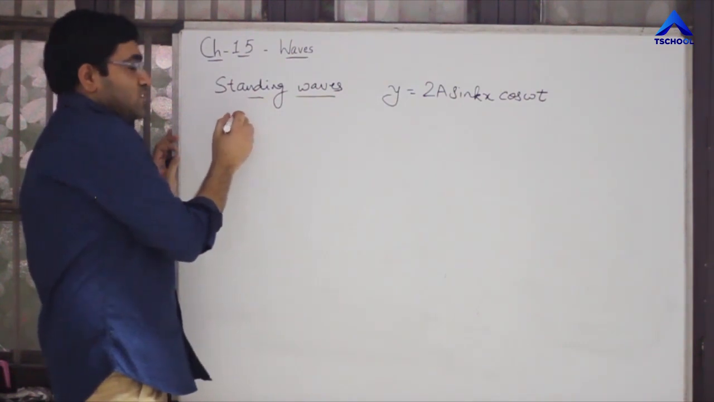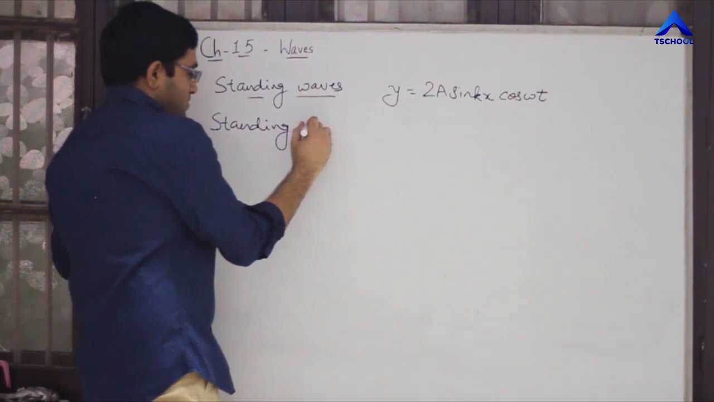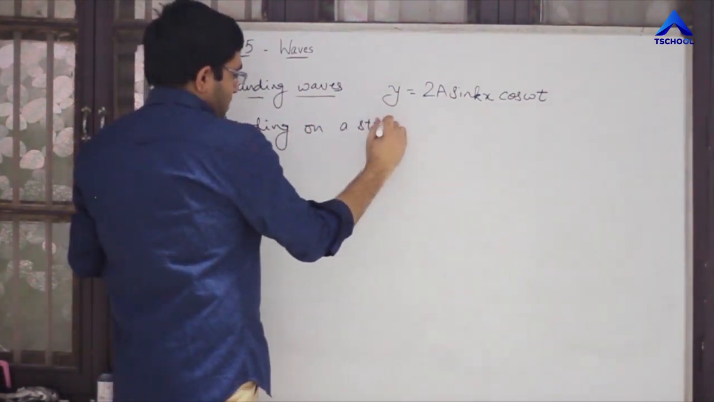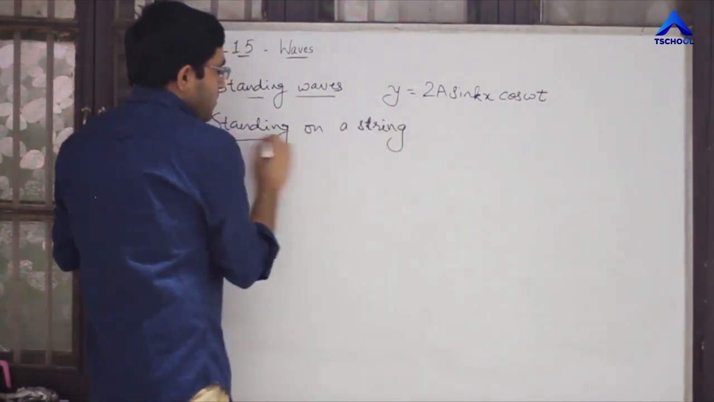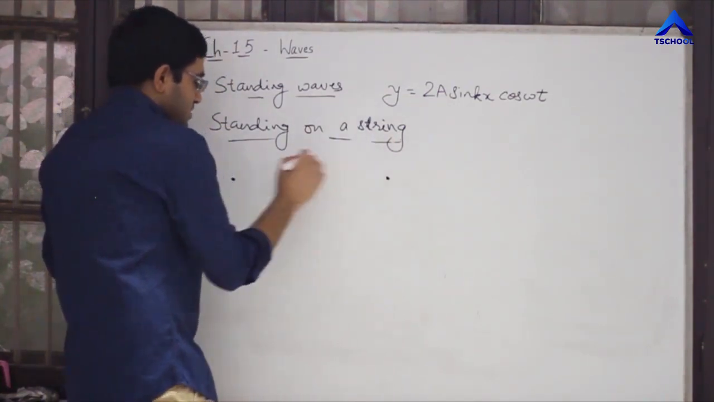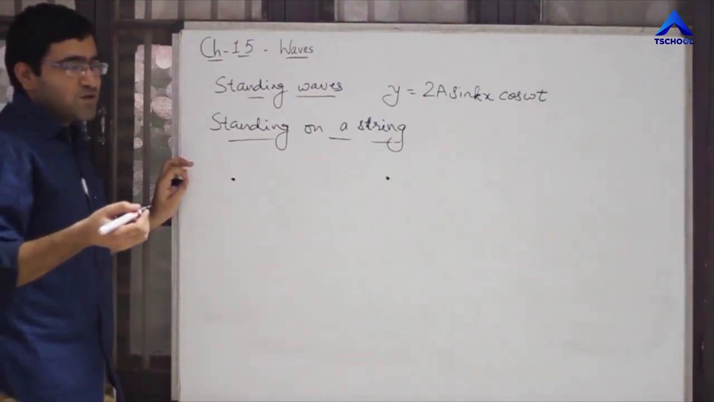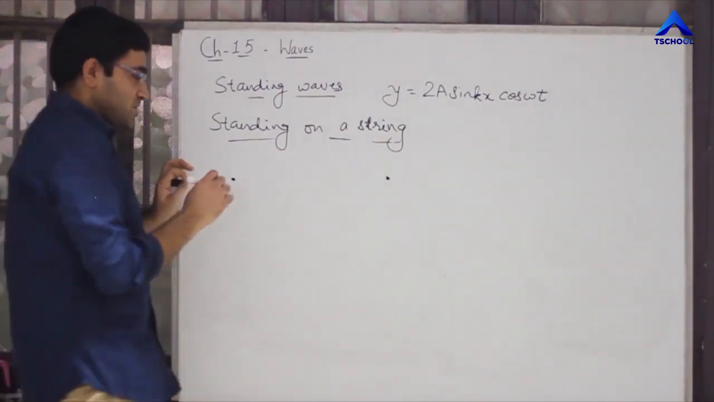Now, we were discussing standing waves on a string, and we were considering the case when there is a node at both the ends. So hopefully you remember these diagrams. I'm just going to repeat these diagrams very quickly so that you can recollect what we have learned earlier.